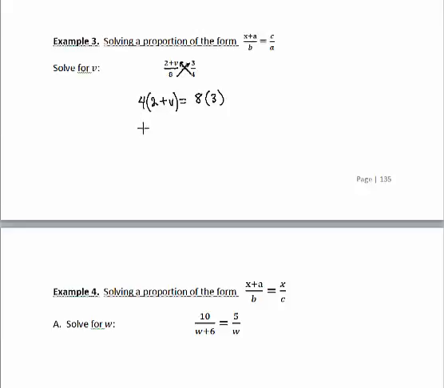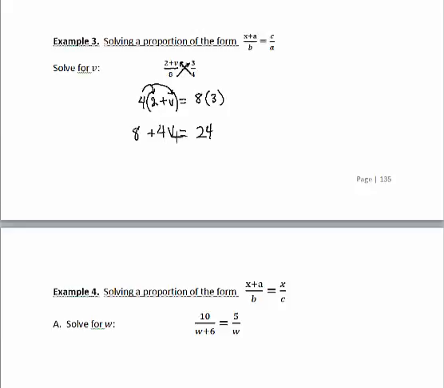Okay, so at this point we've carried out the cross multiplication. We no longer have an equation with fractions. We proceed in the usual fashion, get rid of the parentheses. Okay, combine like terms. On the right, 8 times 3 is a 24. We distribute the 4 on the left. We get 4 times 2 is 8. 4 times v is a plus 4v.